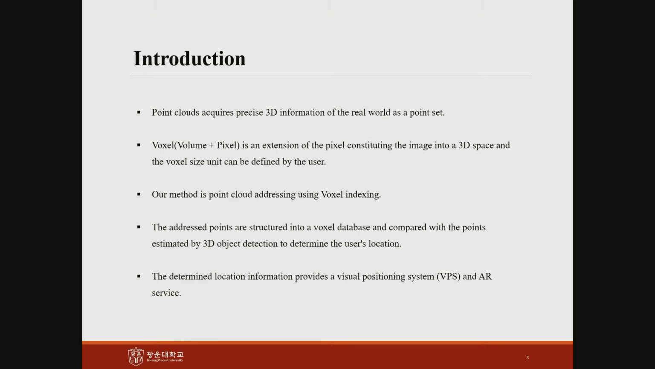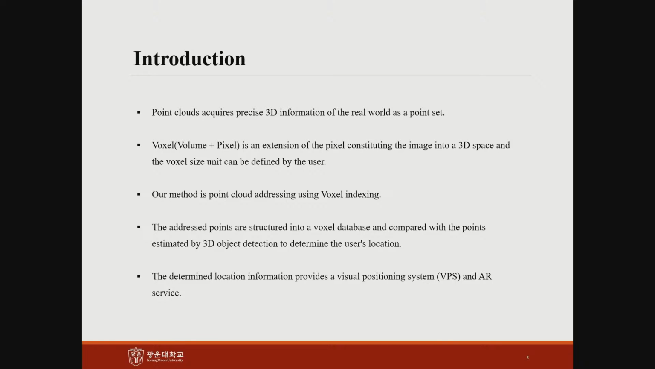Point clouds acquire the precise 3D information of the real world as a point set. Voxel is an extension of the pixel constituting the image into a 3D space, and the voxel size unit can be defined by the user.